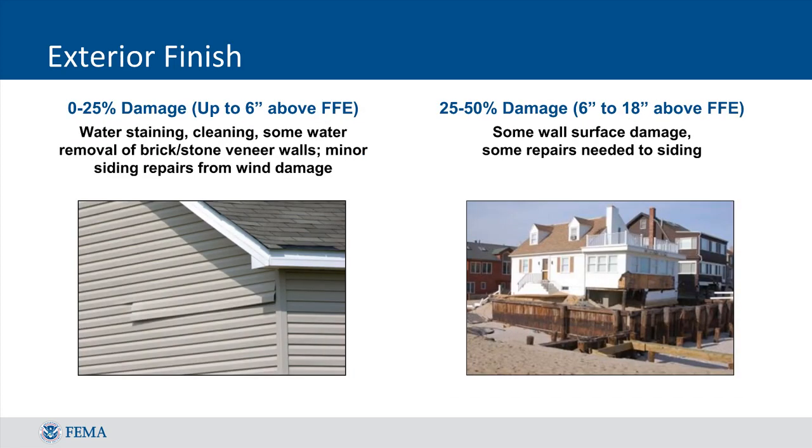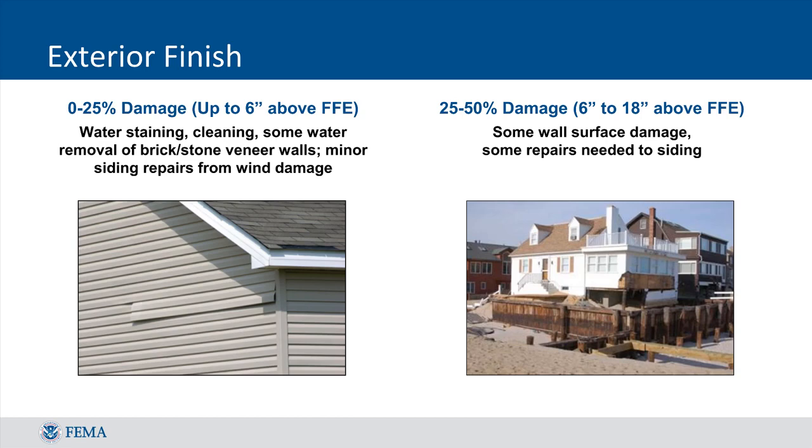Exterior finish refers to the siding or exterior covering on the outside of a structure. Damage to the exterior finish is in the 0 to 25% range when there is relatively minor damage to siding that may have been partially torn off by wind or water. There may also be water staining, and some need to either clean up the wall surface or perform minor repairs.